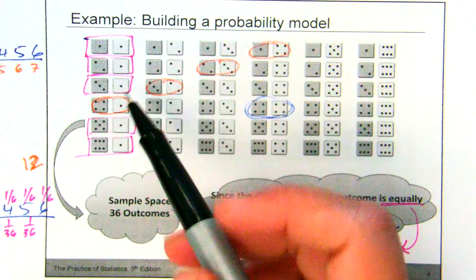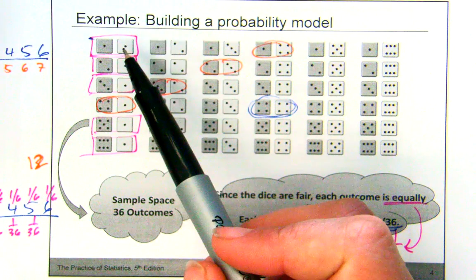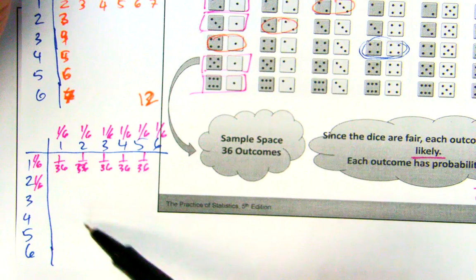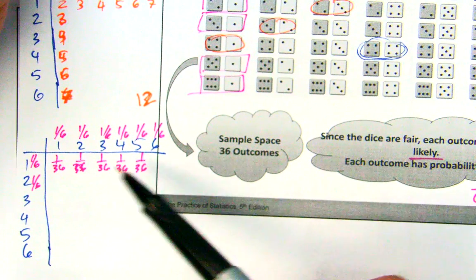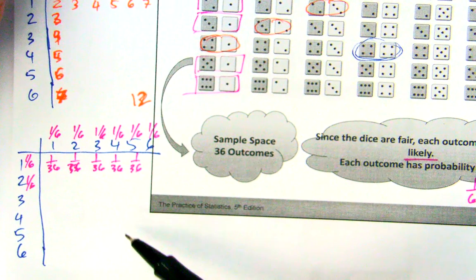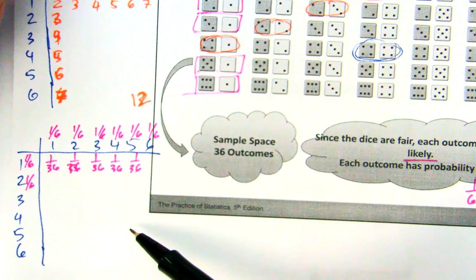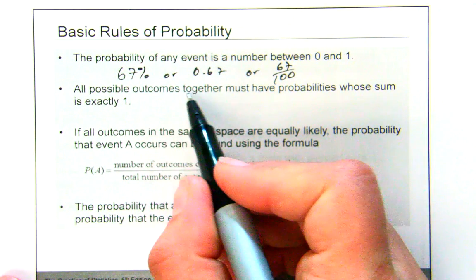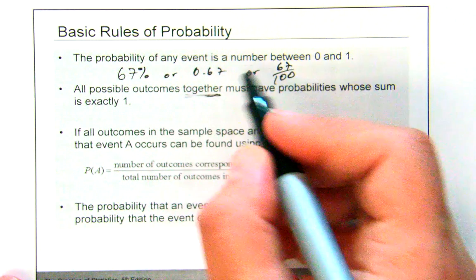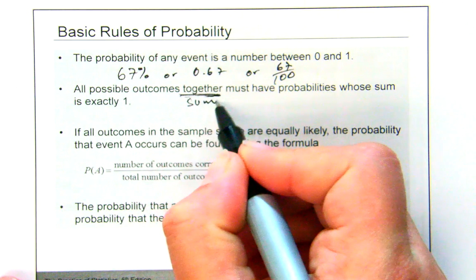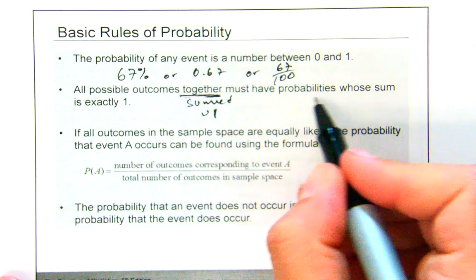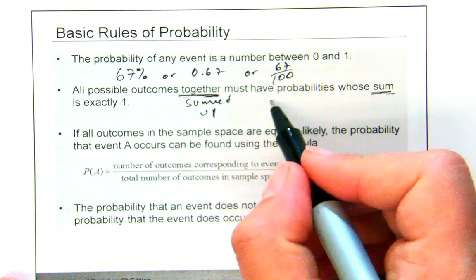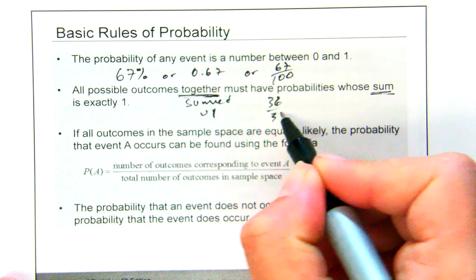If you add up 1 out of 36 plus 1 out of 36 plus 1 out of 36, and you do this 36 times, you should get 36 out of 36. So all possible outcomes added together, summed up, must have probabilities whose sum is exactly 1. So you end up getting 36 out of 36.